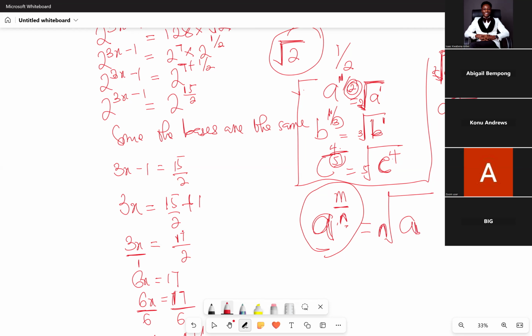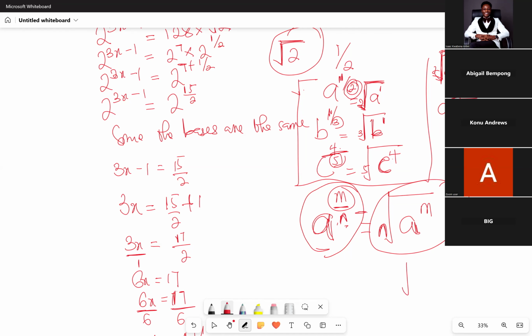Then that number doesn't stand alone. It has a power. The power is m, and it comes from the numerator. That is all. And what that means is that if I give you this, you can retranslate it back to this. You get it? So now let's see.